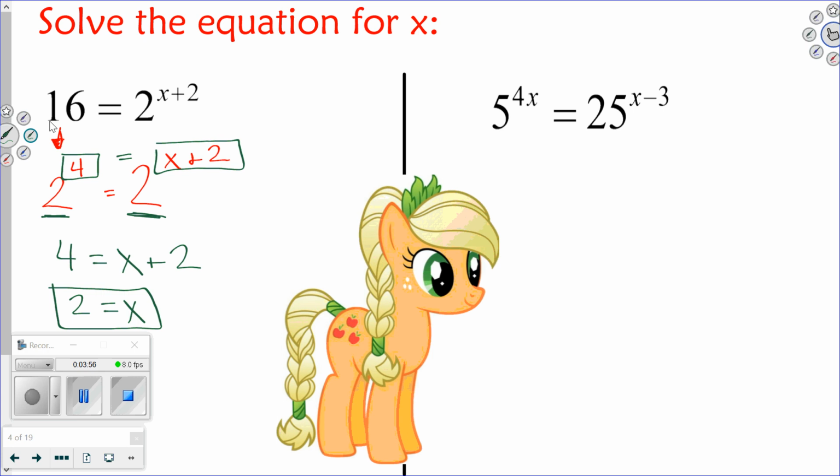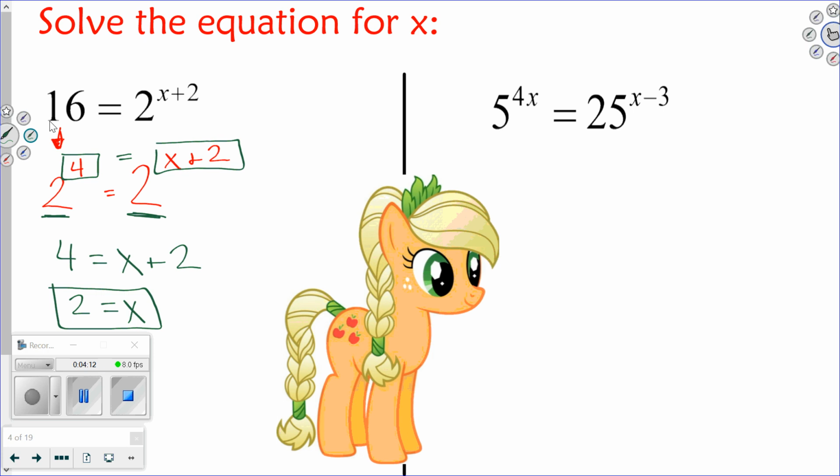Again, this is one of those sections that I get angry when people get them wrong, because you can check this. Plug it right back in the beginning. If that's 2, 2 plus 2 is 4. 2 to the 4th is 16. So I know that it worked. All right, what about the next one?